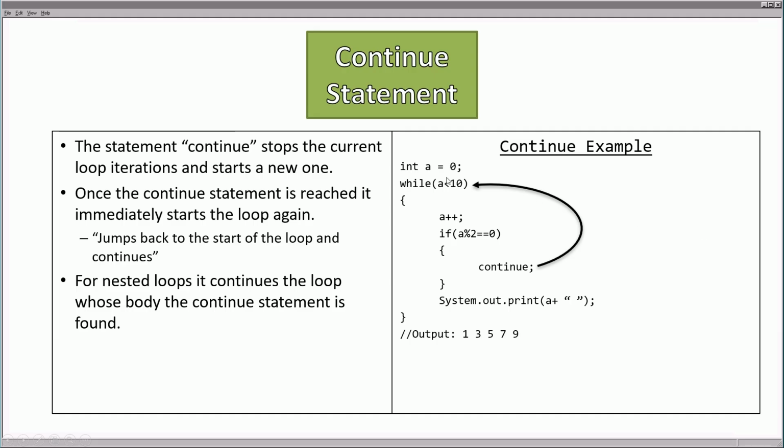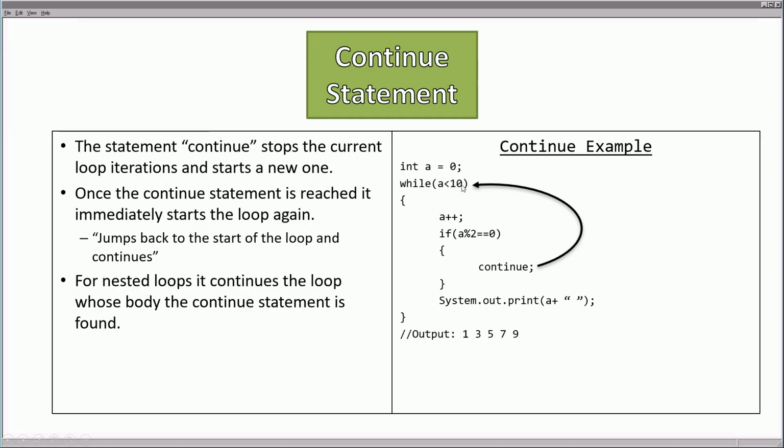In our example here, if we set a to 0 and while a is less than 10, we increase a by 1 first. So in this case, if it starts at 0, a++, now a is 1. A mod 2 is equal to 0? So 1 mod 2, that's not equal to 0, so we ignore this, and then we print out the value 1. Then we loop back.